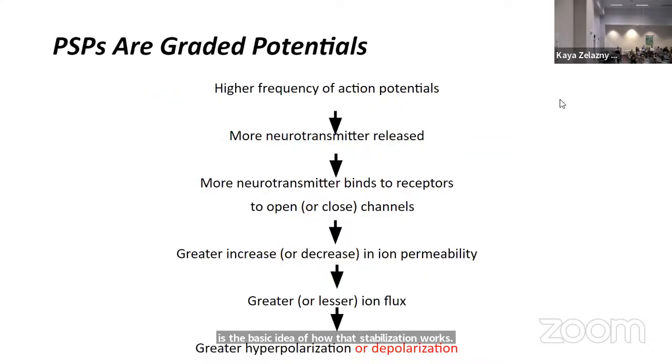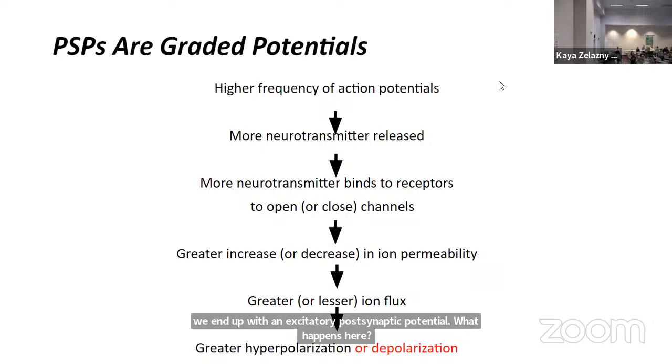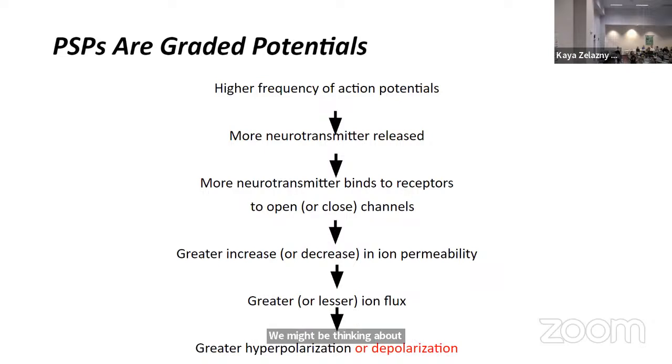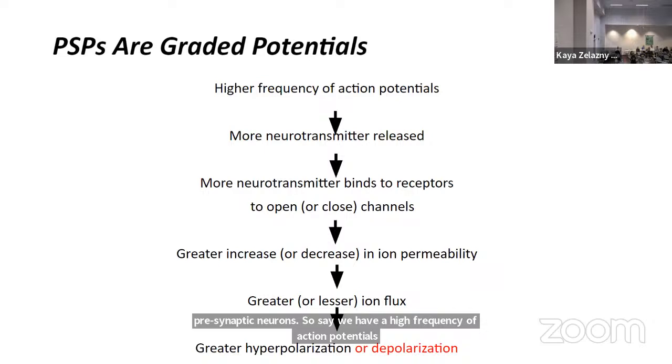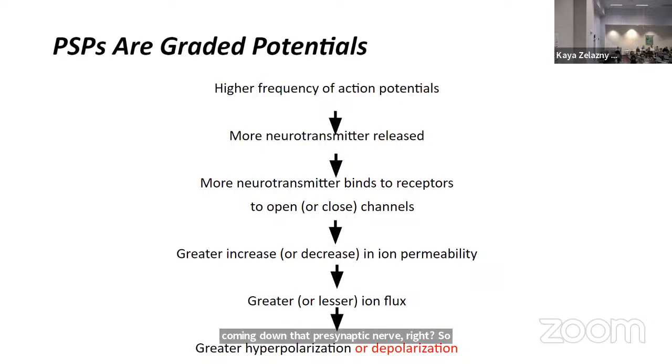So when we're thinking about either our inhibitory or excitatory postsynaptic potentials, they just are graded potentials. Now we just have specific types. So if we were tracing how we end up with an excitatory postsynaptic potential, what happens here, right? We might be thinking about it being signaled by its presynaptic neuron. So say we have a high frequency of action potentials coming down that presynaptic neuron, right? So it's signaling pretty fast.